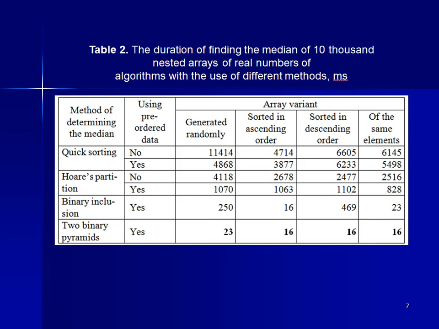While searching for the medians of subarrays, it's better to use the method of two binary pyramids, as it doesn't need more comparisons than the height of the pyramid. The duration of finding the median of 10,000 nested arrays of real numbers with the use of different methods you may also see in this list.